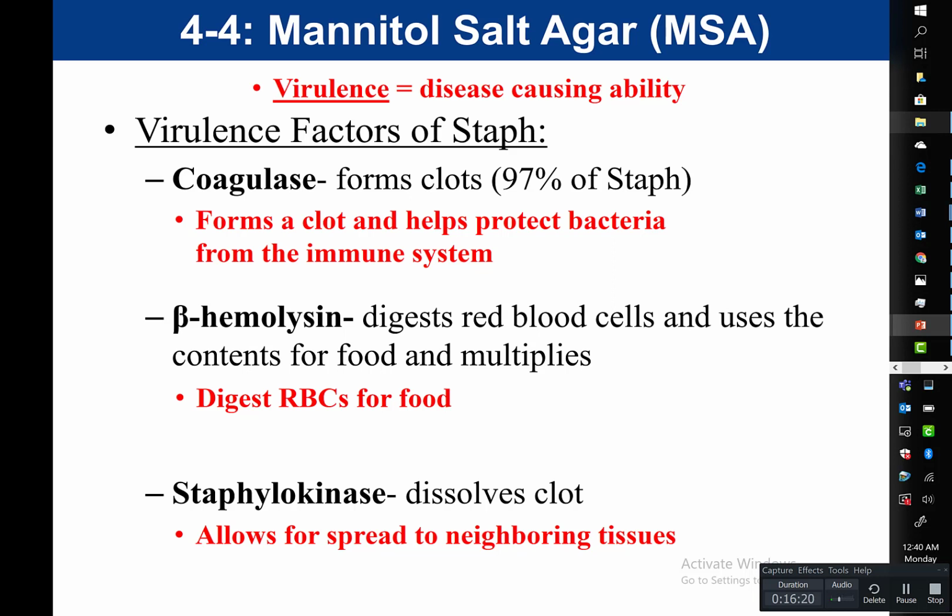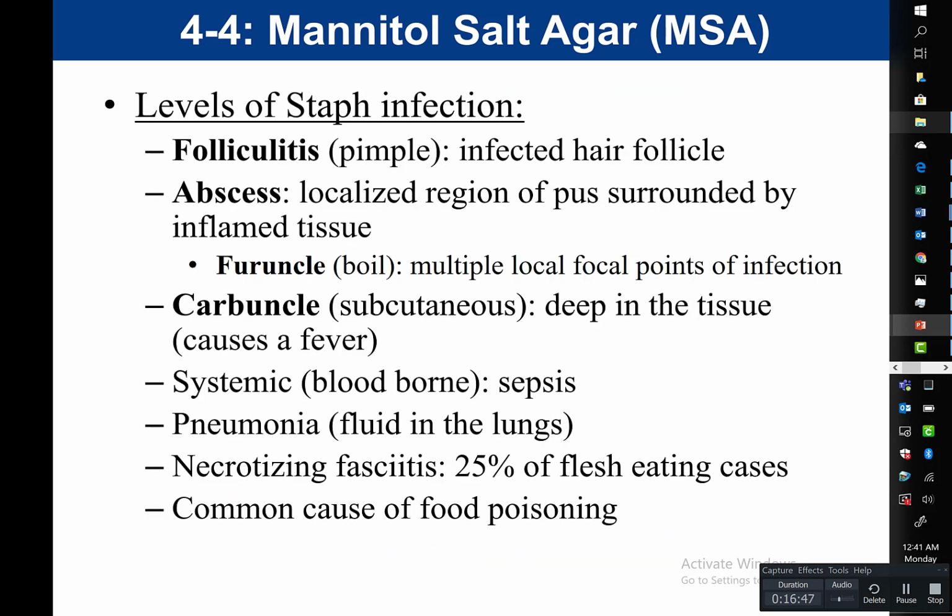And so again, it's going to produce coagulase first. It's going to form a blood clot, protect the bacteria from the immune system. And then when resources become limited, the bacteria is going to produce this staphylokinase, which is going to dissolve that clot. And it allows for dissemination or spread of the bacteria to neighboring tissues. And so these are just some of the virulence factors that staph can have. So next, we're going to look at the levels of a staph infection.